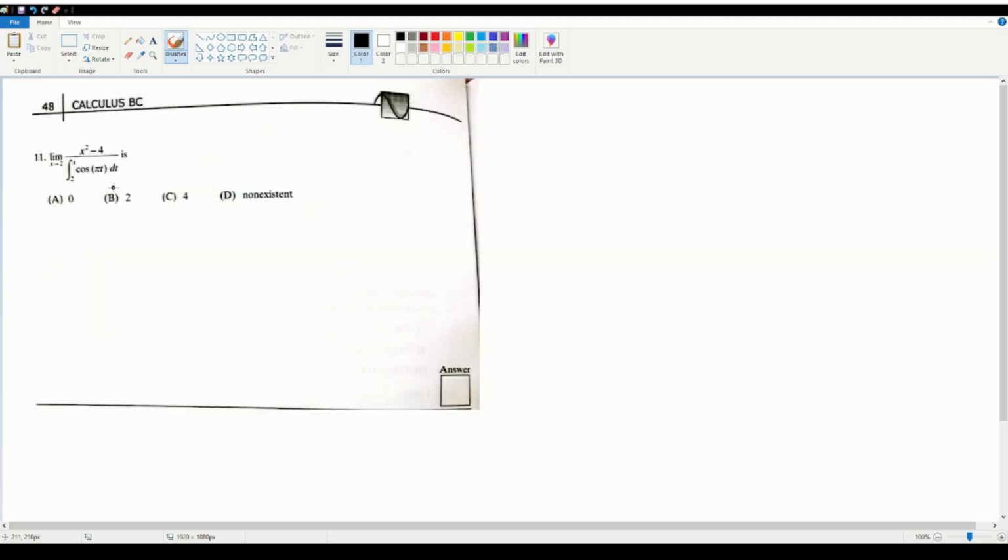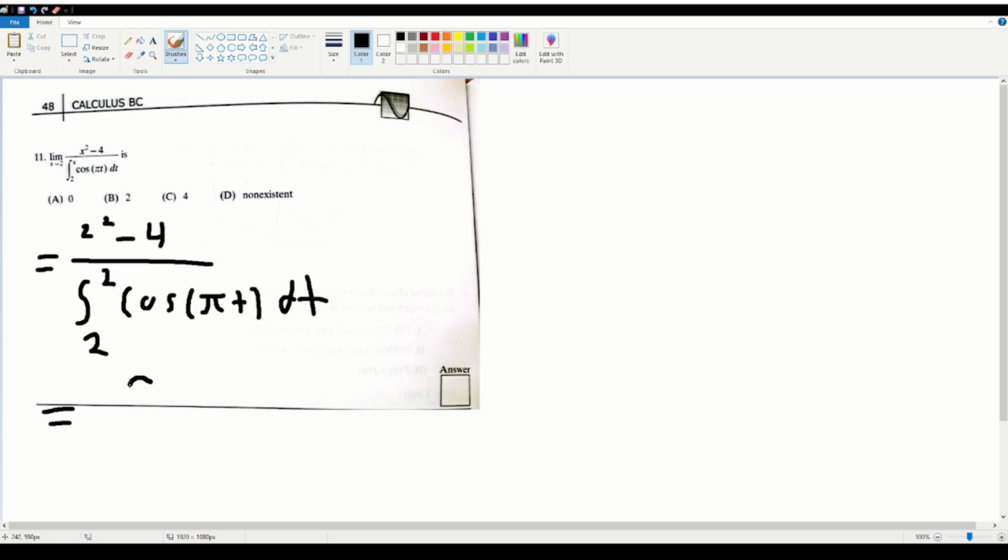Question 11 is just asking us to evaluate this limit. So let's just plug in 2. When you solve this, you get 0, because 2 squared is 4, minus 4 is 0. And if the a and b bounds are the same, you'll just get an integral equaling 0. So you can use L'Hopital's, because it's a 0 over 0 situation, to solve the answer.